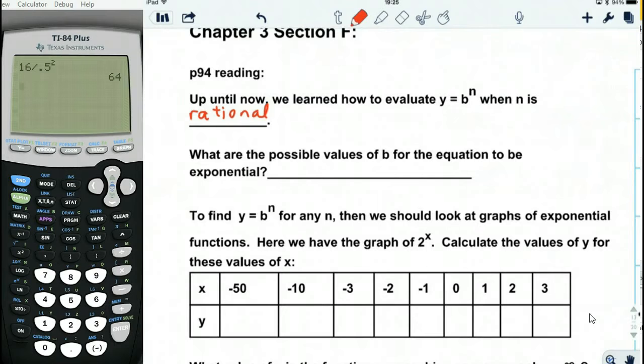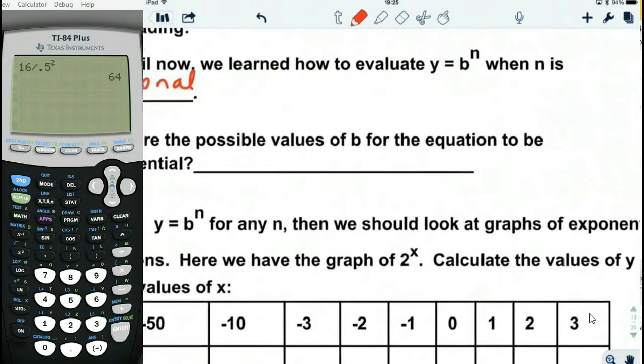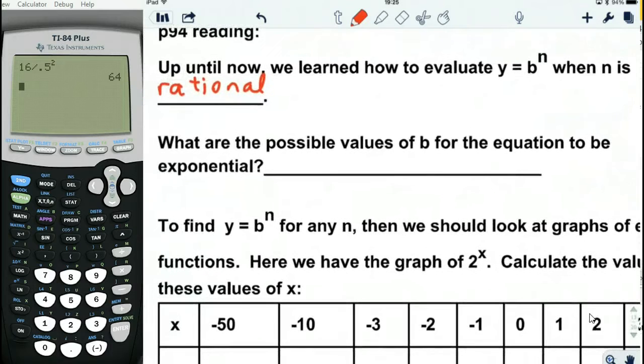What are the possible values of b for the equation to be exponential? Well, b can be almost anything for this to be exponential. The only thing it can't be is 0, right? Because 0 to the whatever is always 0. That's going to be a line, a really boring line. And the other thing that b can't be is 1, because then it's always 1 multiplied times itself, and that's also going to turn out to be a boring line, y equals 1. So b can be anything except for 0 and 1.